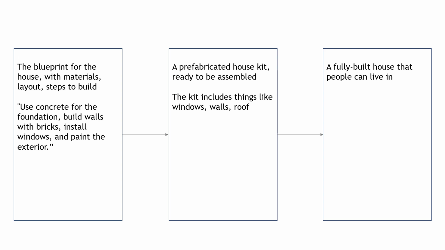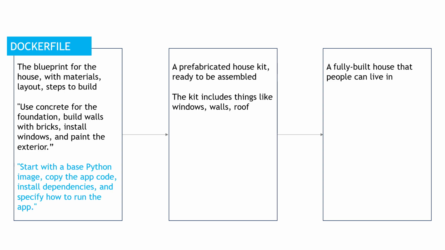In the Docker container world, the equivalent of this first step is called a Dockerfile. So rather than the blueprint for the house, it's basically the blueprint for ultimately the container, but we'll say start with a base Python image. We want to copy the app code, the dependencies, and then we specify the commands that we need to actually run the application. So that's in a Dockerfile. It's a literal file that sits on your file system called Dockerfile.